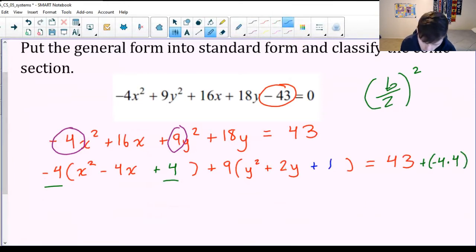Same thing with the y's. So we're not just adding 1, we're adding 9 times 1. So on the right, I'm going to add 9 times 1. I, of course, know what 9 times 1 is. I know you guys don't, but I'll go ahead and write it just to show that's what we're doing on both sides.